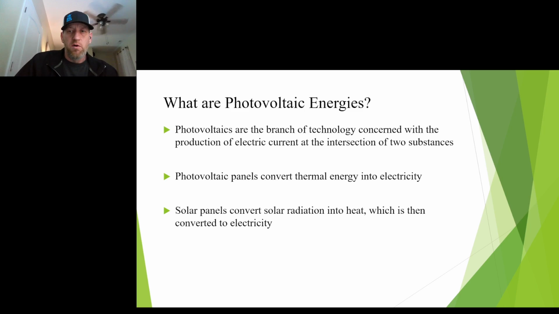So what are photovoltaic energies? Photovoltaics are the branch of technology concerned with the production of electric current at the intersection of two substances. Photovoltaic panels convert thermal energy into electricity. Solar panels convert solar radiation into heat, which is then converted to electricity.